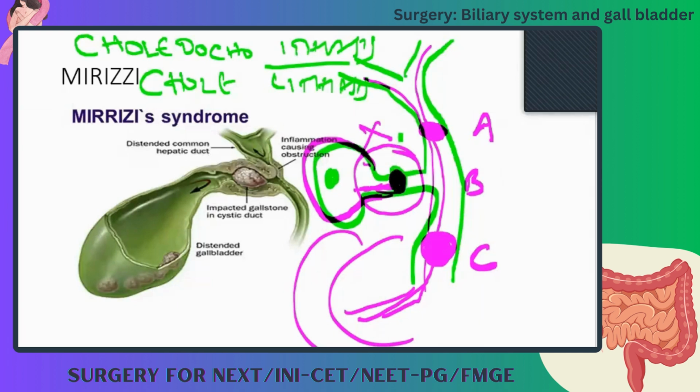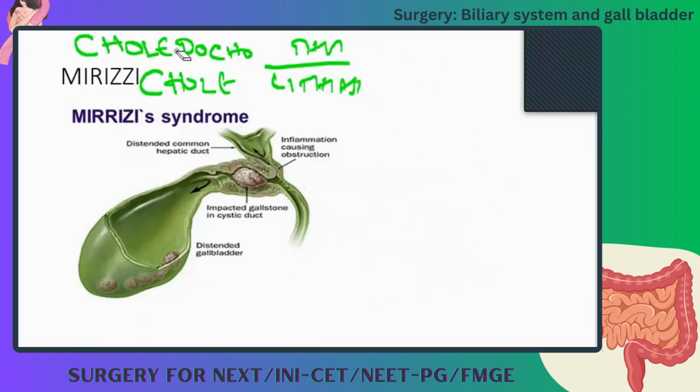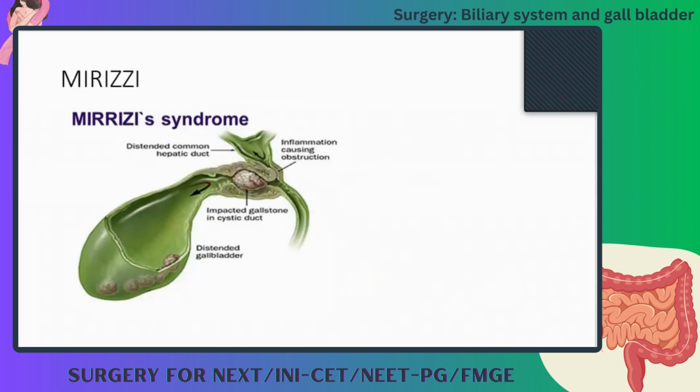Okay, you're getting my point? Yes, sir. So A and C are choledocholithiasis, and B is cholelithiasis. But there is a special entity called Mirizzi's syndrome. Heard before of this? Mirizzi's syndrome. Heard of it, sir.